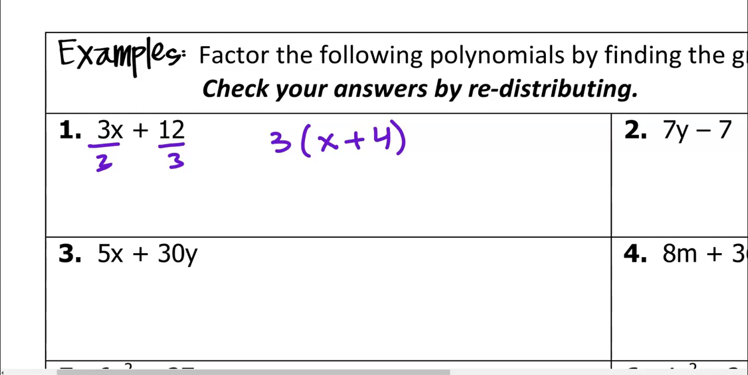Okay. How about number 3? What can I divide out of 5x and 30y? A 5. Yep. So 5 got kicked out. So what's left in this first term? Just an x. Good. And what's left in the second term? A 6y. Good. So 30 divided by 5 is 6. And then the y is still there. Okay, so we're dividing pieces out.